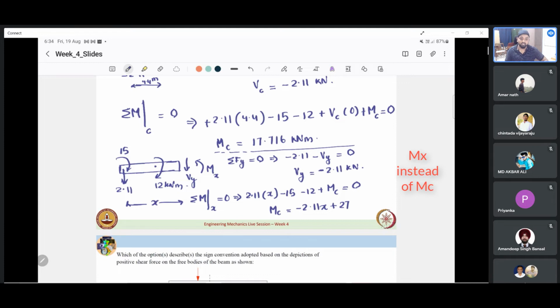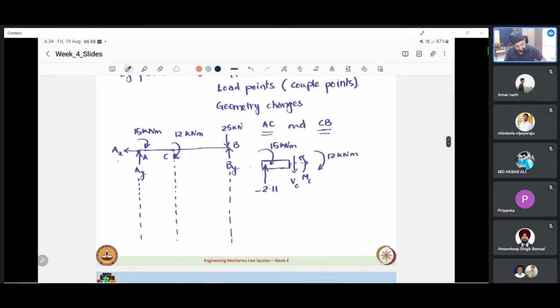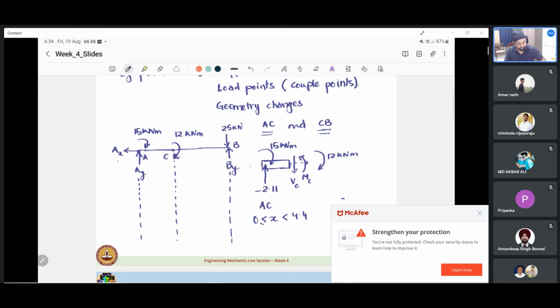Okay, so we have got an equation for mc now. If we were to substitute x equal to, what is x? What is the domain of x here? We are considering the section CB. For AC, the domain of x is 0 to 4.4. For CB, the domain of x is 4.4 to, what is the total length? 12.75. So this is what we are supposed to take as the domain.